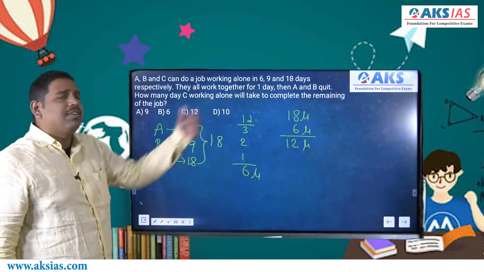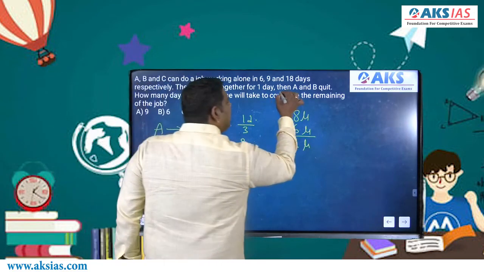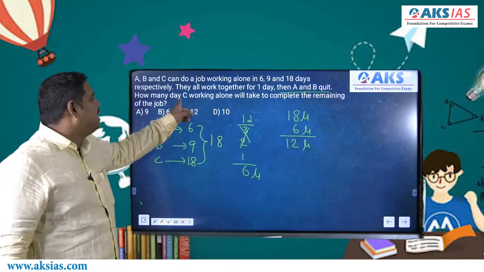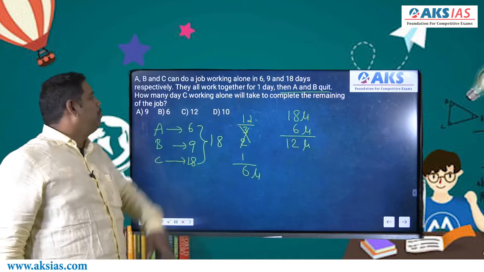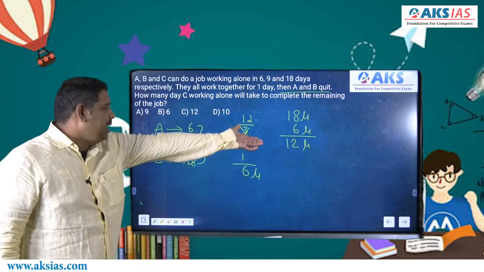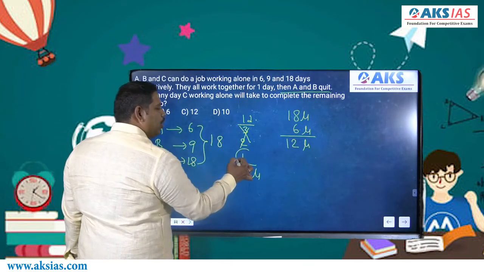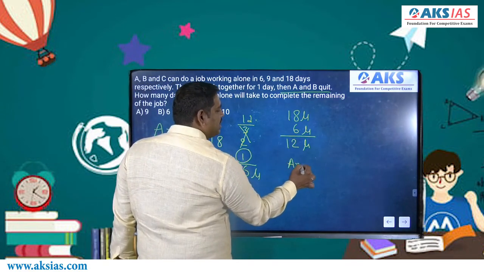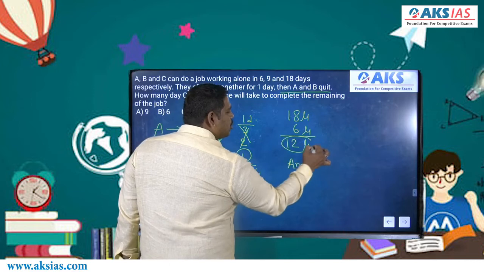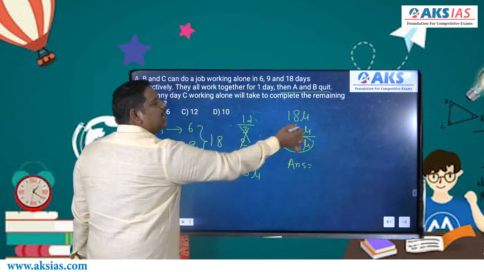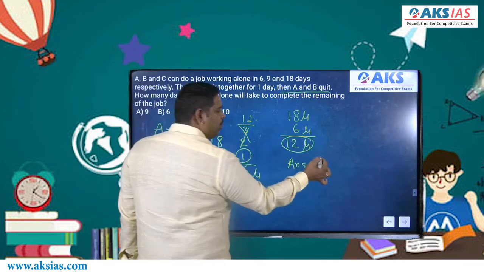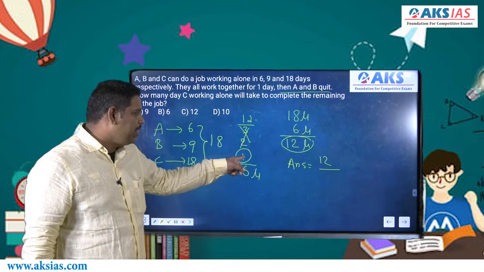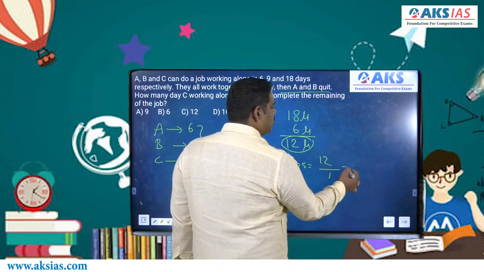Now observe here, then A and B quit. So that means these two are out, no more. How many days will C working alone take to complete the remaining work? Now this remaining work should be done by C. The work he has to complete is not the total work. Already 6 units completed. The remaining work, that is 12 units, he has to complete; per day C completes how many units? 1 unit. So 12 by 1. So 12 days.